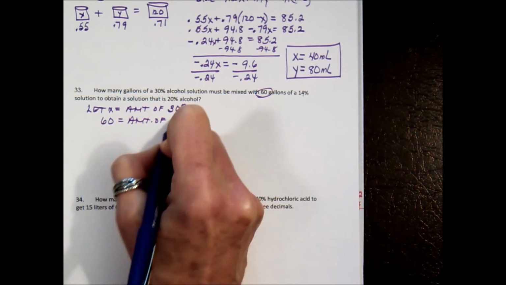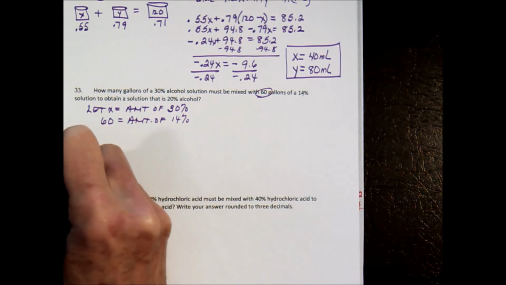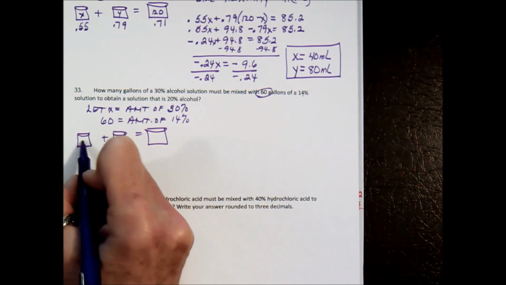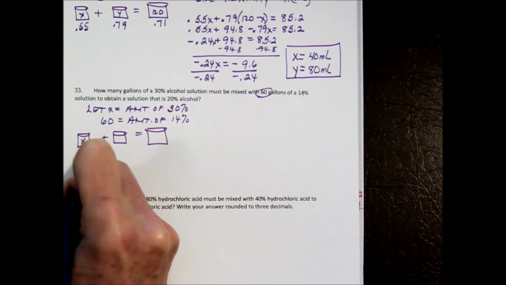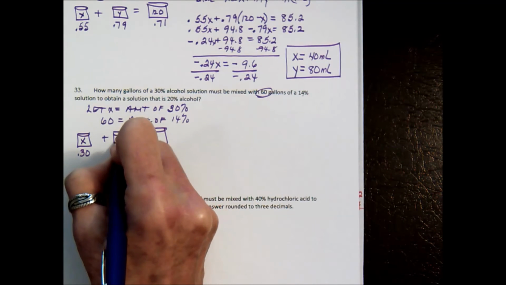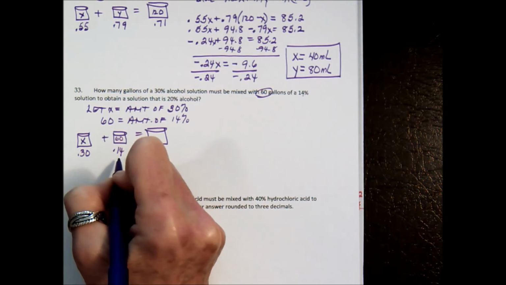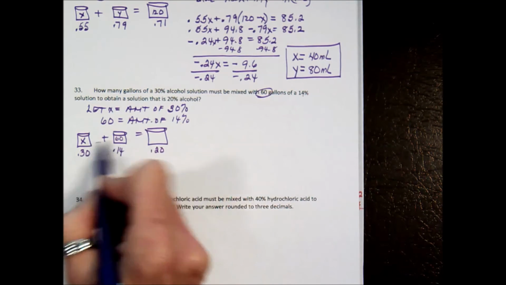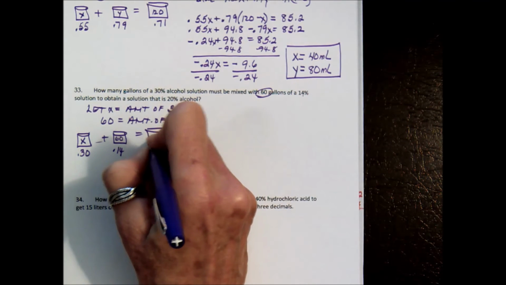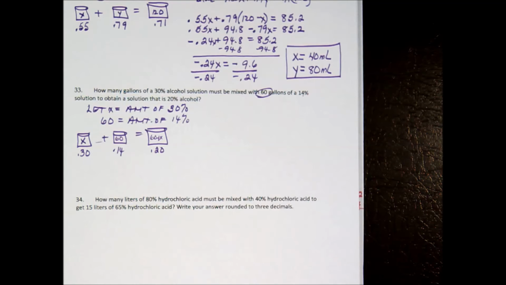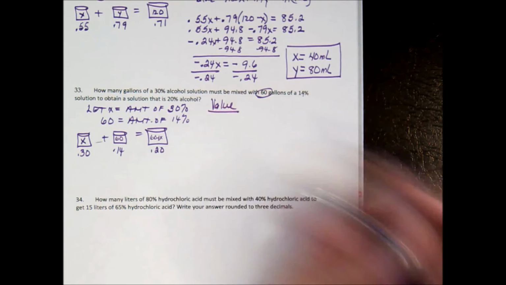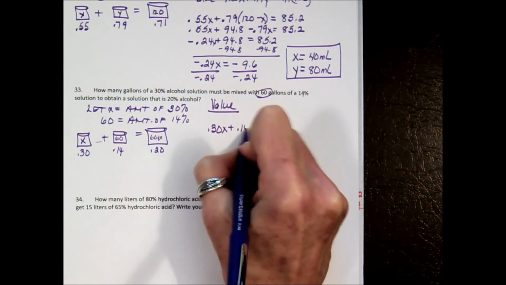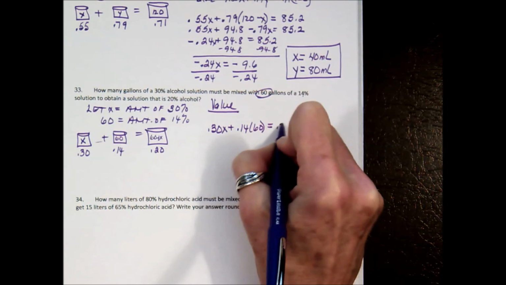So it's 60 equals the amount of 14%. I'm still going to draw a picture because I think that's helpful. And I know that I'm mixing some amount that I don't know at 30% with an amount I do know at 14%, and I want to get an amount that is 20%. And how much is it going to be? It's going to be 60 plus x, or x plus 60. So in this case, I only need my value equation. So it's 0.30x plus 0.14 times 60 equals 0.20 times 60 plus x.